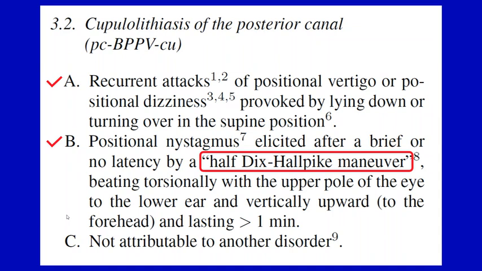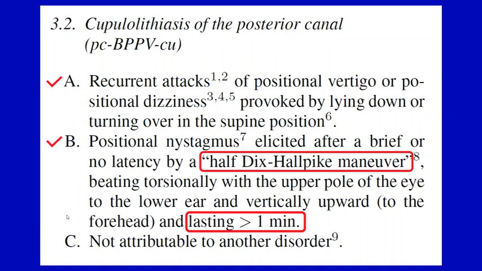Why is it not added here? Beating torsionally with the upper pole of the eye to the lower ear and vertically upwards to the forehead and lasting more than 1 minute. Again, this is a problem. We do agree that the posterior semicircular cupulolithiasis evokes a persistent nystagmus which lasts more than 1 minute.